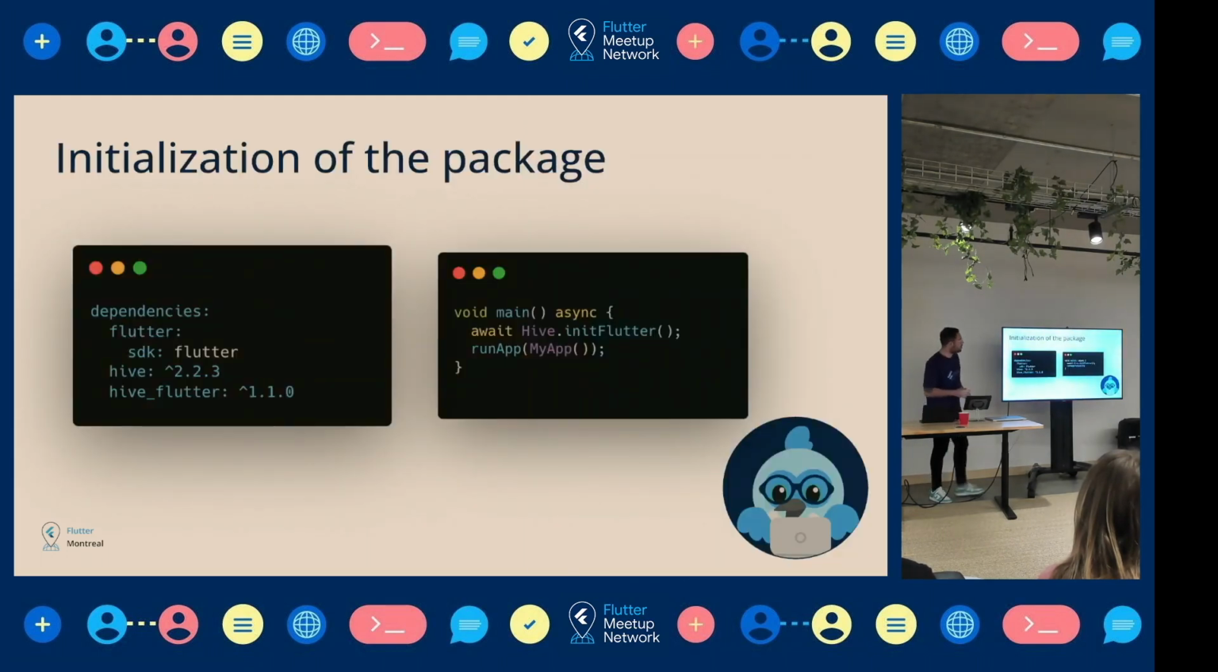To initialize the package, we just need to put it in the pubspec file and also run the method initFlutter before using it.